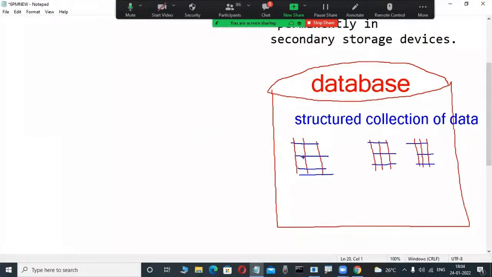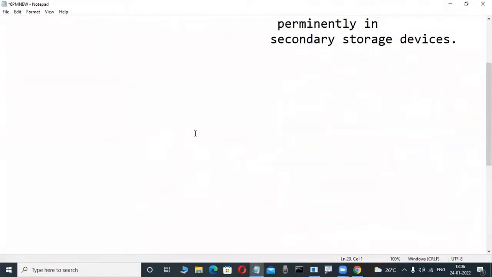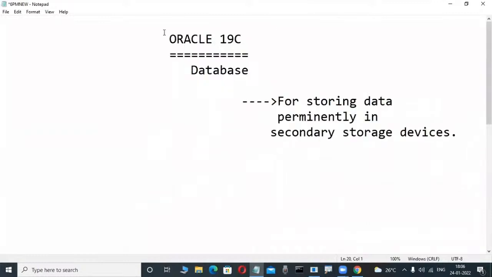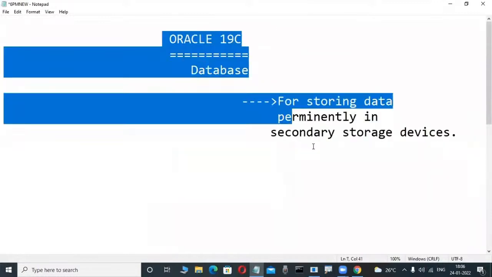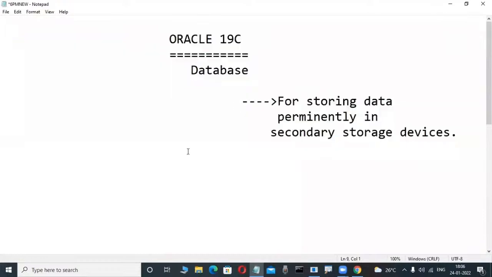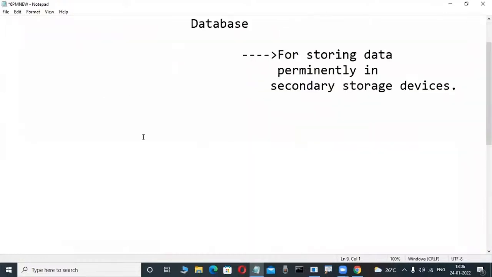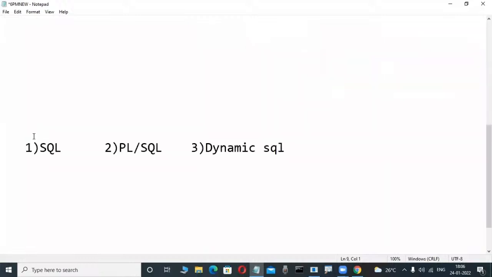Once a structured collection of data is there, for handling and operating this data, by using which language? Very good. SQL, structured query language. That's why these types of databases are implemented based on the relational data model. What is that one? Today I will tell you. Oracle, SQL Server, DB2, Sybase, MySQL, all these databases are implemented based on the relational data model concept.